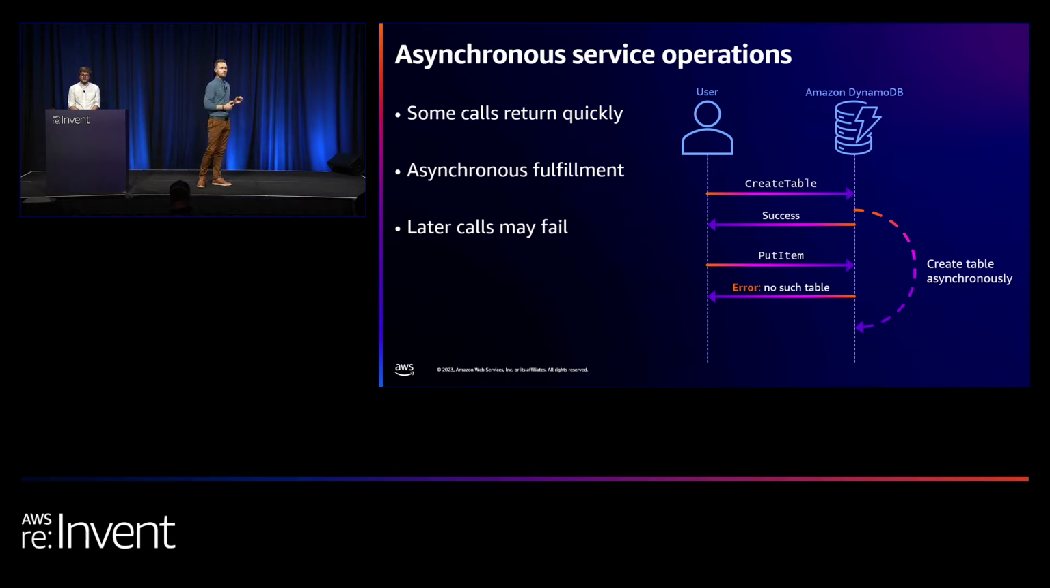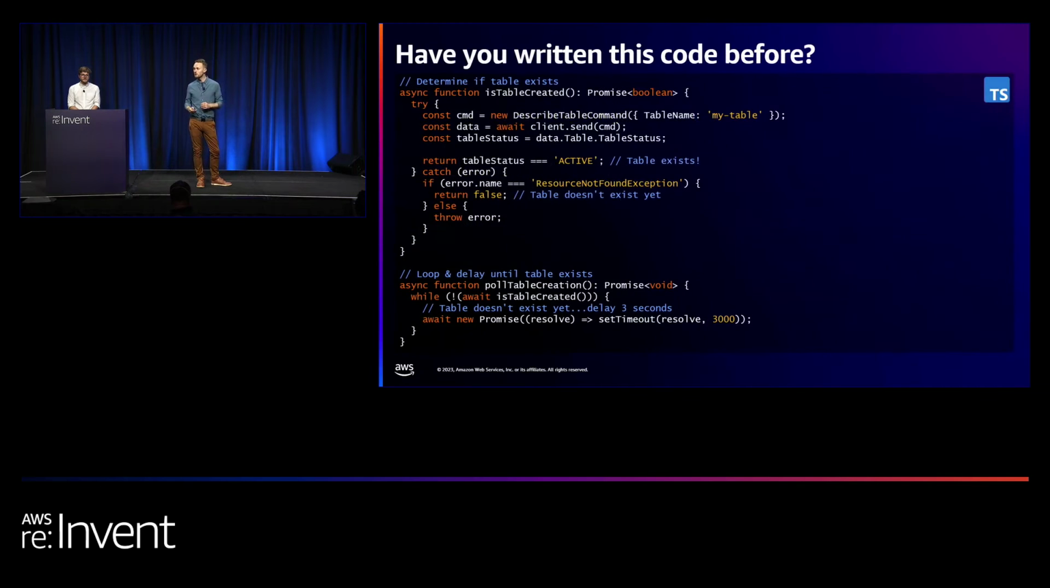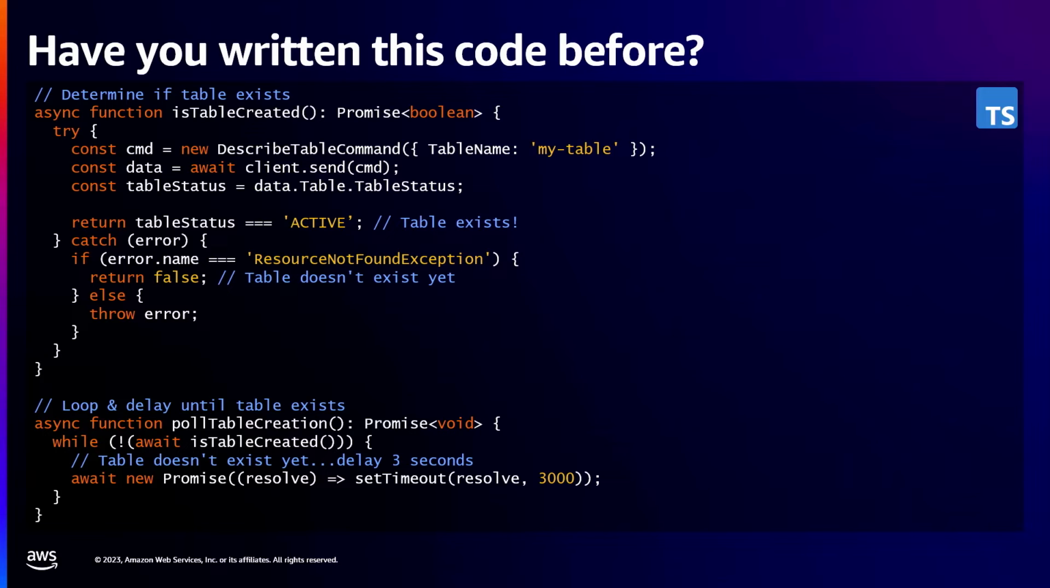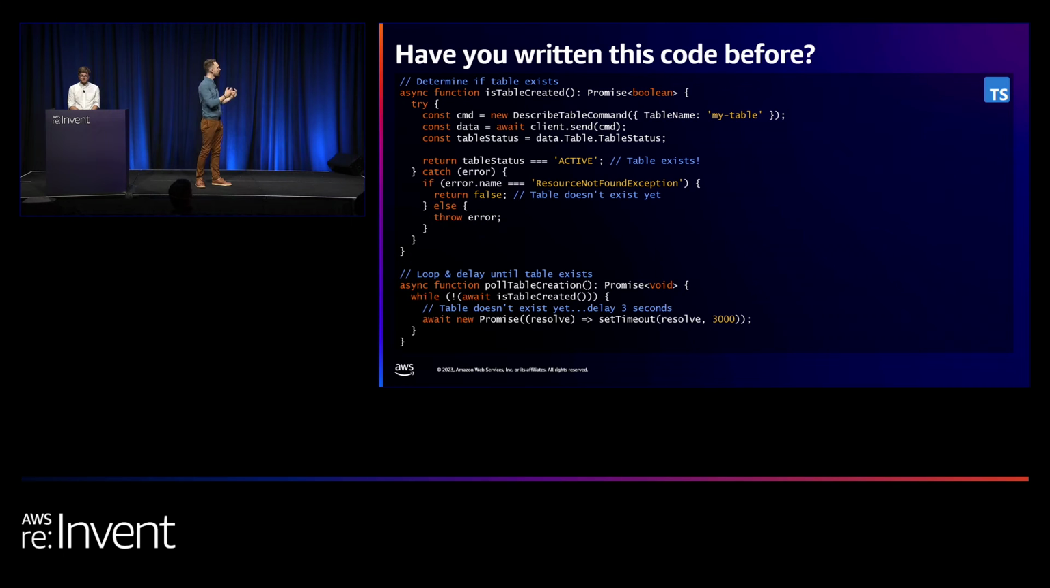So knowing that this is a possibility and that this is a pattern that some services use, many of you will have written code that looks somewhat like this. There's a lot going on in this example, but there's two functions, and the top one detects whether a table has been created or not. It does so by issuing a describe table API call to DynamoDB, looking at the status that comes back in the response and checking to see if it's active. If it's active, then we can return true, this table does exist.